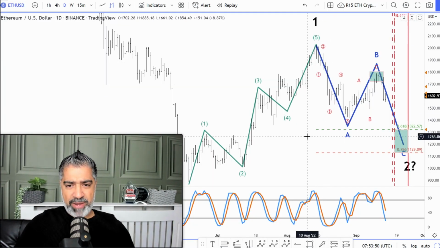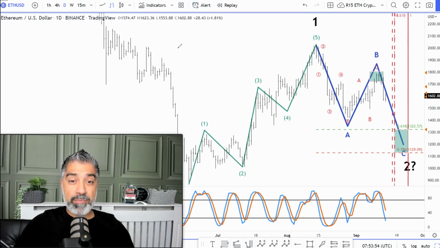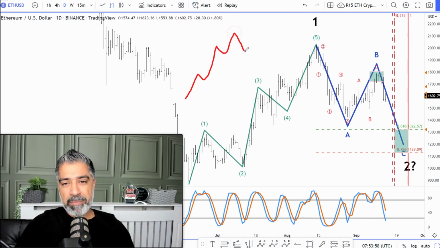So with Ethereum, again, we want to look at markets as 5s and 3s, always. More often than not it's 1, 2, 3, 4, 5 on the upside, and then we anticipate a 3-wave correction. What we identified in our last video of Ethereum was this top, which is represented by this B over here. And it's responded really, really well. We've had a nice movement to the downside.